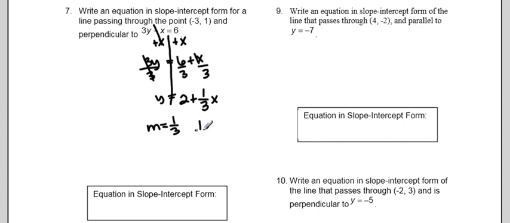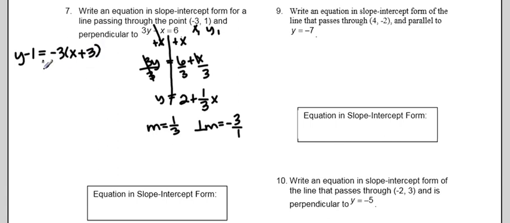Which means my perpendicular slope is, the numbers are flipped, so I flip my numbers, and I change my signs from a positive to a negative. Now, to get my equation in slope-intercept form, I need to go back and use my point, my x1 and my y1. We have a point and a slope, so we can plug this into the point-slope form. Y minus 1 equals negative 3 times x minus negative 3, which is a plus.